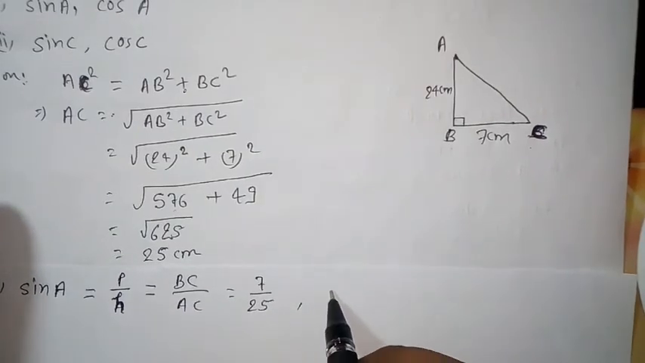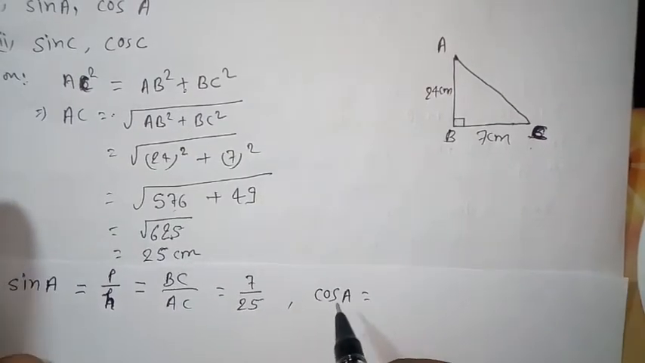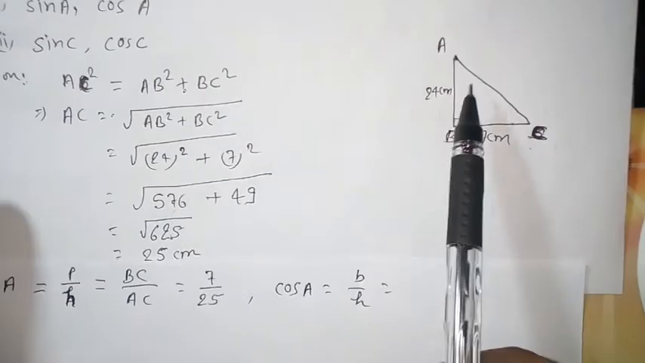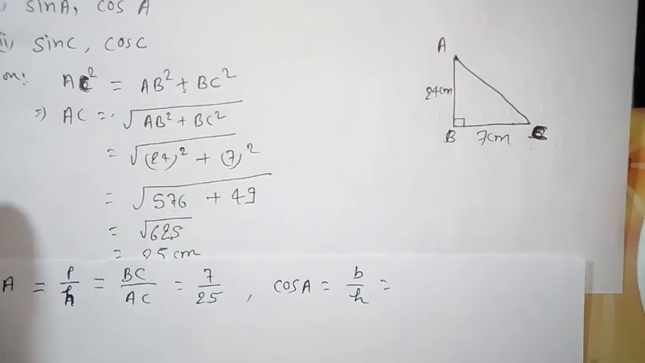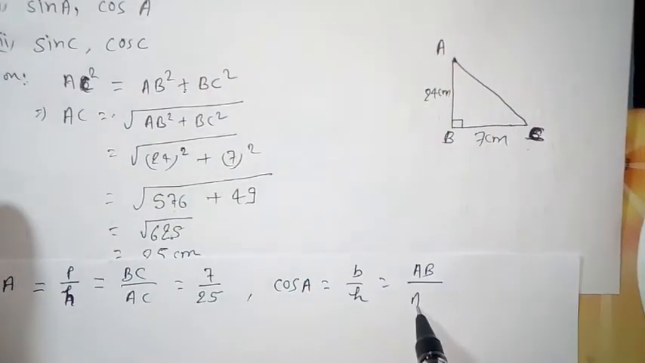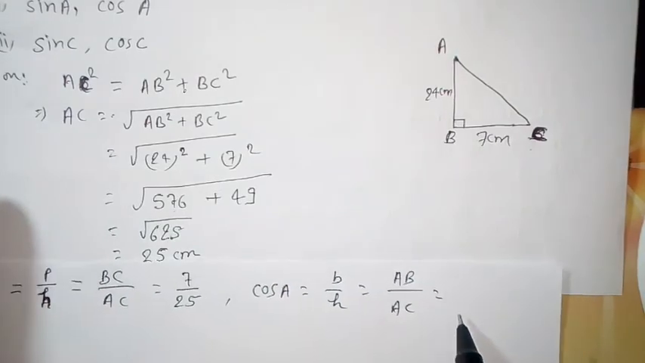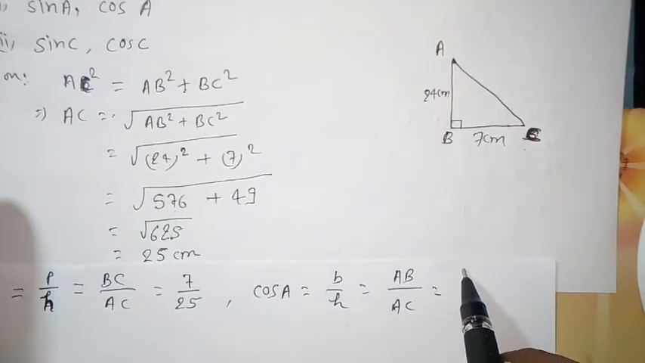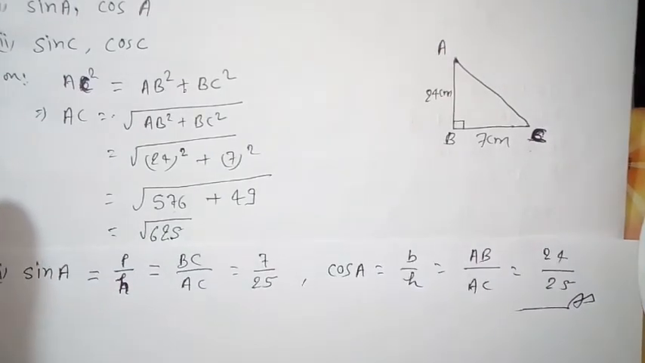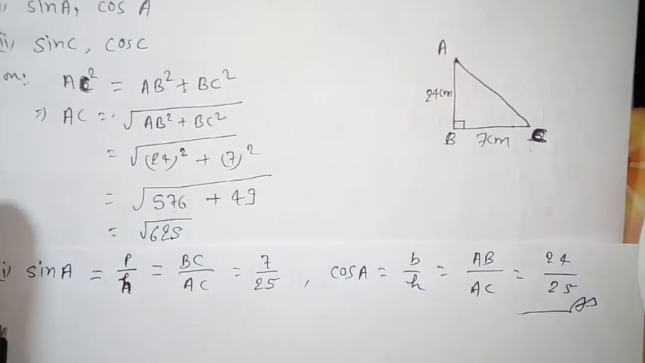Next, cos A. Cos A is equal to base by hypotenuse. For angle A, base is equal to AB. AB by AC, AB is equal to 24, AC is equal to 25. Answer. The next question 2.